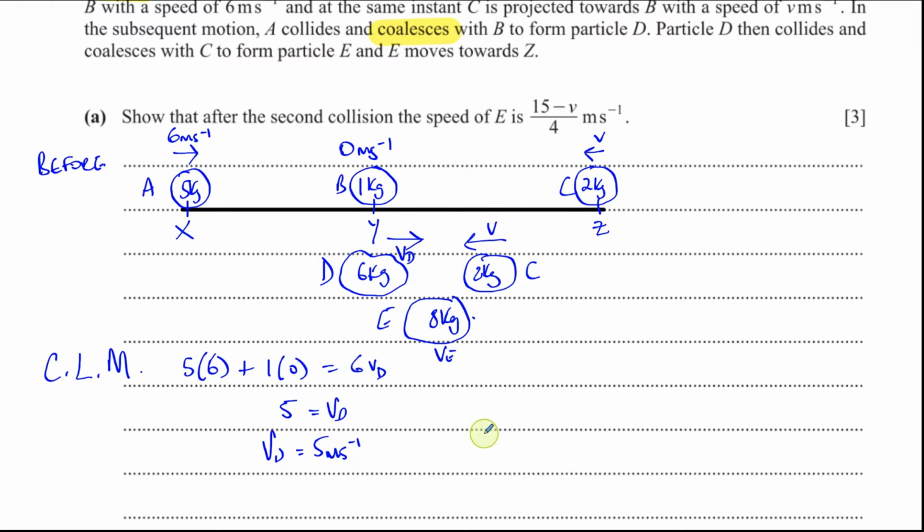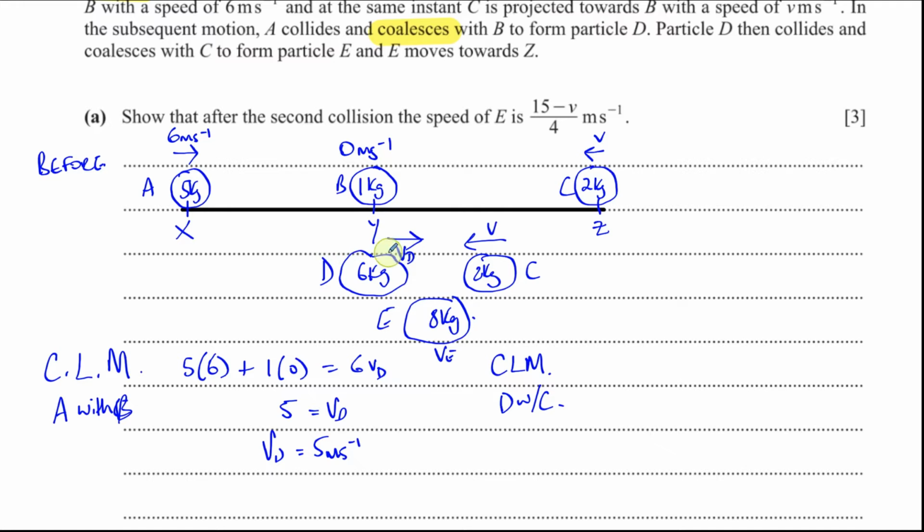This is the conservation of linear momentum when A collides with B to form the particle D. And now we're going to see the conservation of linear momentum of D with C, when these two collide.